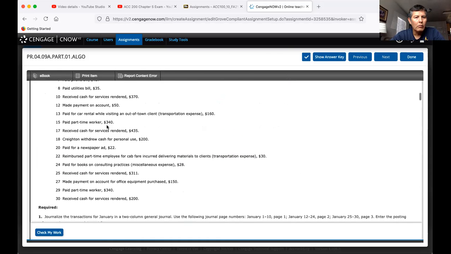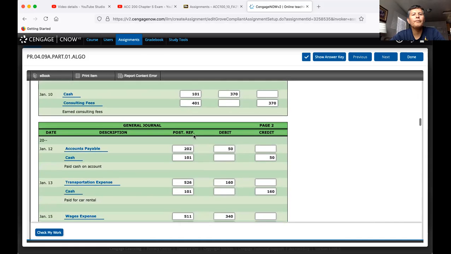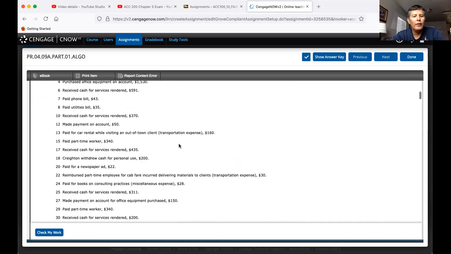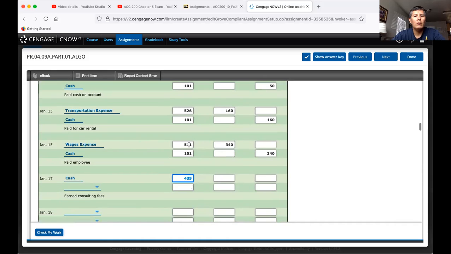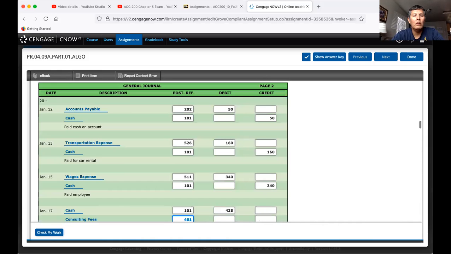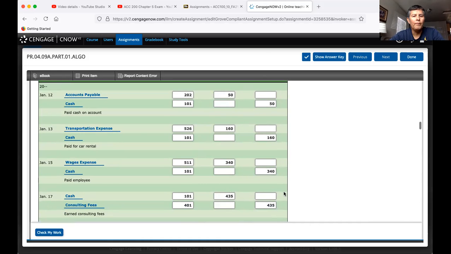Okay, 17th. Received cash for services rendered at 435. On the 17th, we received cash. What was it again? 435. This is 101, 435. This will be consulting fees. Consulting fees number was 401, 435. Okay, we got to go down here into those accounts now.